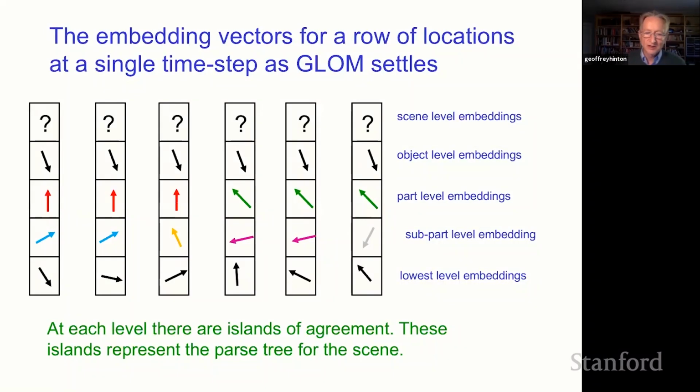So back to this picture. Yeah, this is what we'd like to see. And the reason we get that big island of agreement at the object level is because we're trying to get agreement there. We're trying to learn the coordinate transform from the red arrows to the level above and from the green arrows to the level above, such that we get agreement.